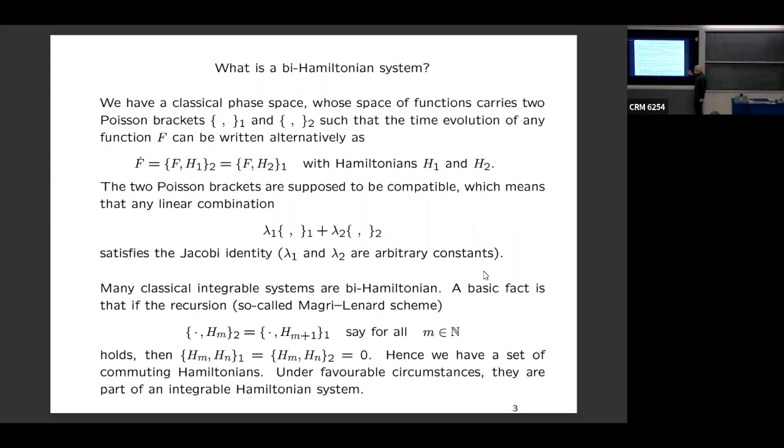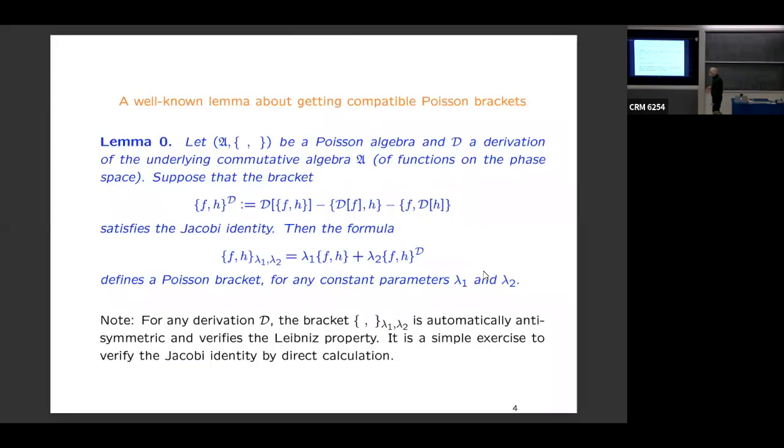And then one important feature, which of course we also know, is that if there is a sequence of Hamiltonians which satisfies this sort of recursive relation, then these Hamiltonians are automatically in involution, and in several integrable systems this structure appears. Okay, so one of my aims is to derive certain compatible Poisson structures.